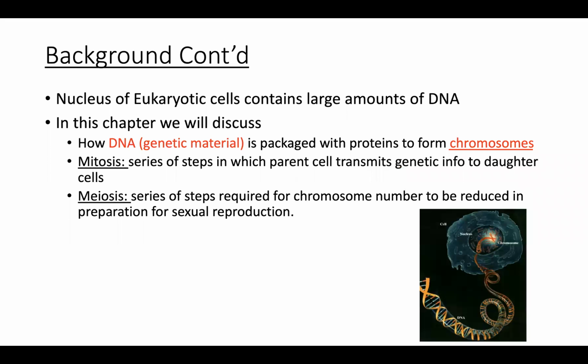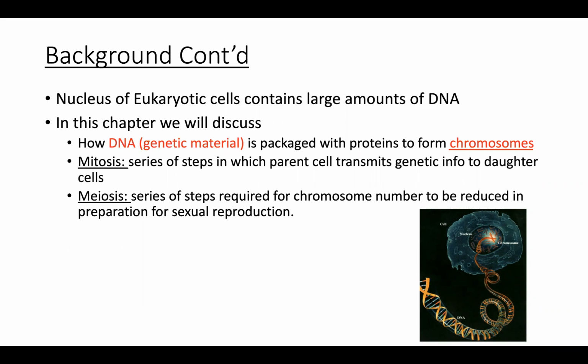Okay, so a little bit more background is that the nucleus of eukaryotic cells contains large amounts of DNA. We're clear that in the eukaryotic cell, DNA is housed in the nucleus. Over the next couple of days, we're going to look at how DNA, which is the genetic material, is packaged with proteins and forms chromosomes, right? So you've heard this term chromosome before. And we're going to look at two stepwise processes that allow us to generate new cells, right?